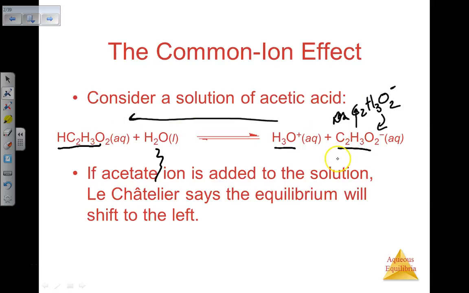By shifting to the left, that decreases the H3O+ concentration. If the hydronium ion concentration decreases, that means the pH will go up. So the common ion effect is what happens when we have some of either ion in the solution before we begin, and that's going to affect the pH.